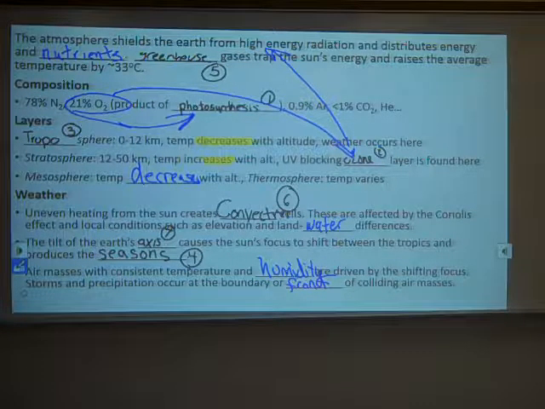Any questions? Weather, composition of the atmosphere, layers, etcetera. All right.